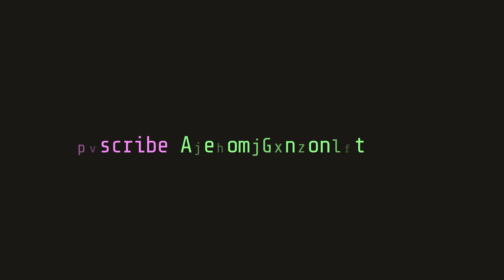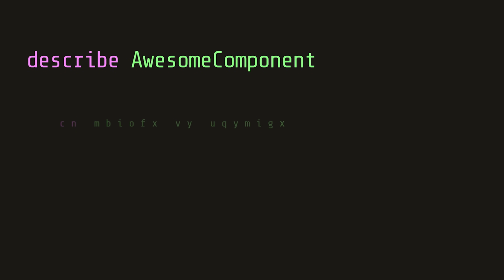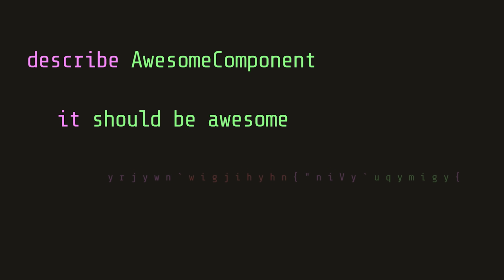The first part of any test is to describe the test suite. In Jasmine, you do this by using the describe keyword, followed by whatever you're testing. The purple text represents Jasmine, the green represents what we're going to write. We write all the tests inside this describe block, each one starting with it. So we're going to say it should be awesome.